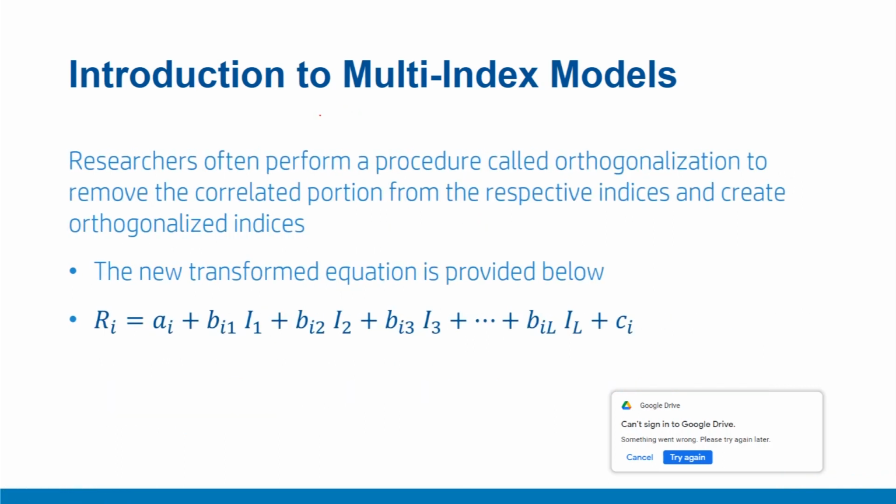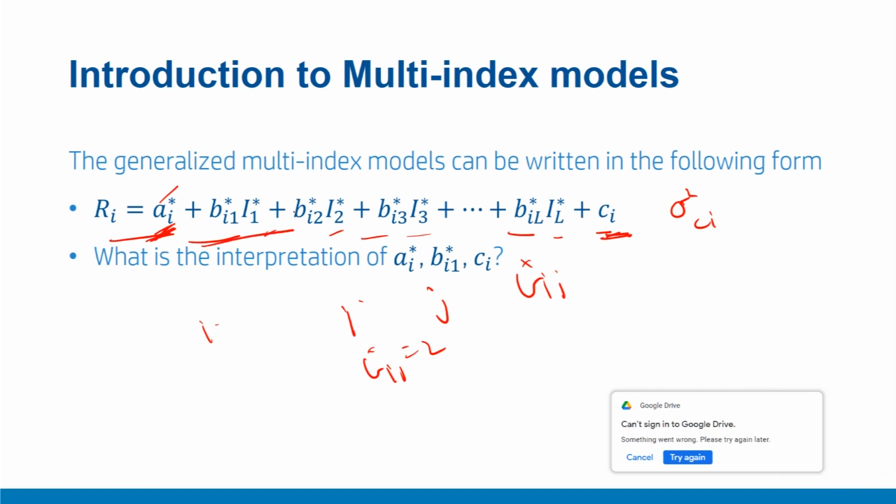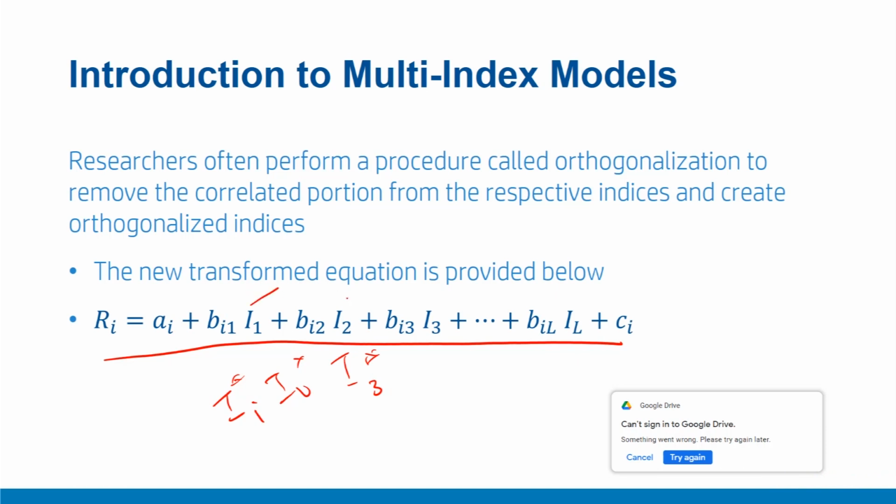And therefore, researchers often perform a procedure called orthogonalization to remove the correlated portion from the respective indices and create orthogonalized indices. That is, the original equation, through the orthogonalization procedure, which is a mathematical procedure, is transformed into this new equation. The important point to note about this new equation is that unlike the original I1*, I2*, which had a possibility of being correlated, the new indices that are created, that is I1, I2, I3 and so on, are supposed to be uncorrelated.